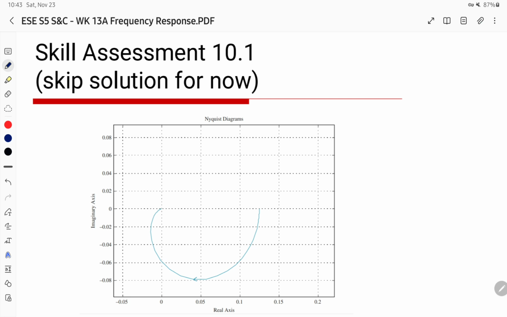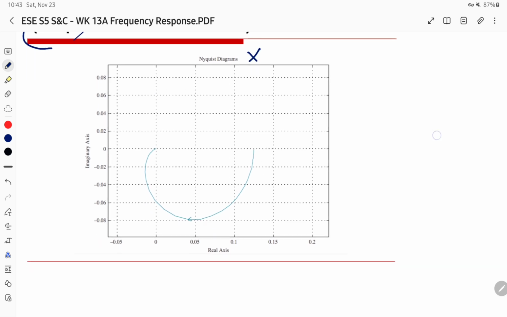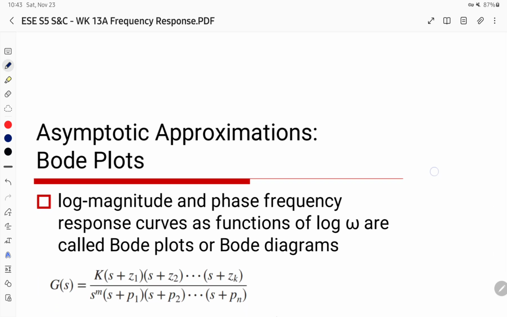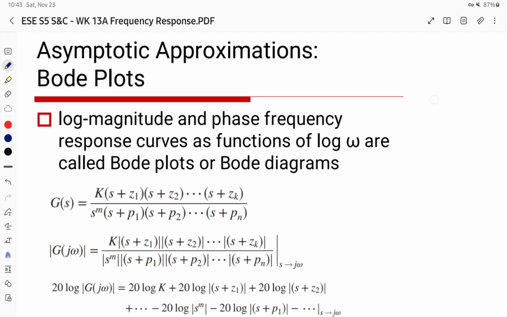This would be in your skill assessment 10.1's solution for a Nyquist diagram, but we'll be skipping it because we are not covering it in this course. And then we'll go into asymptotic approximation and Bode plots.